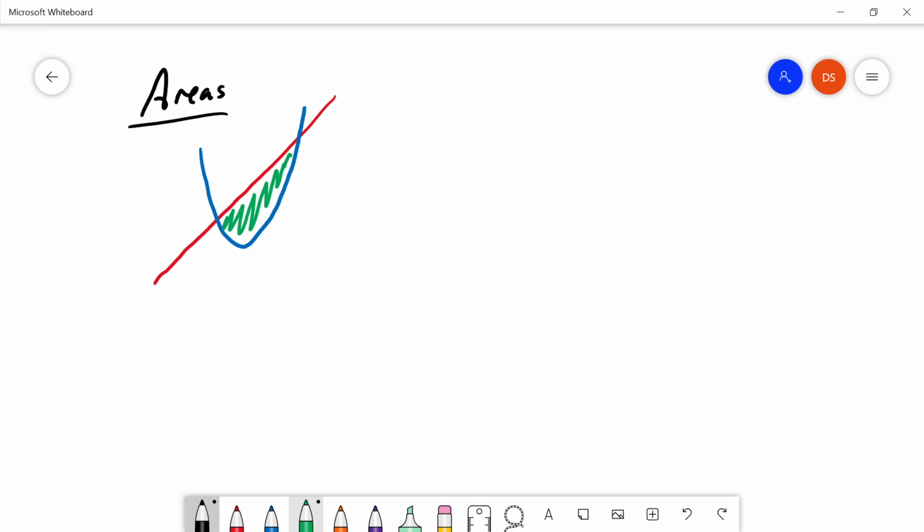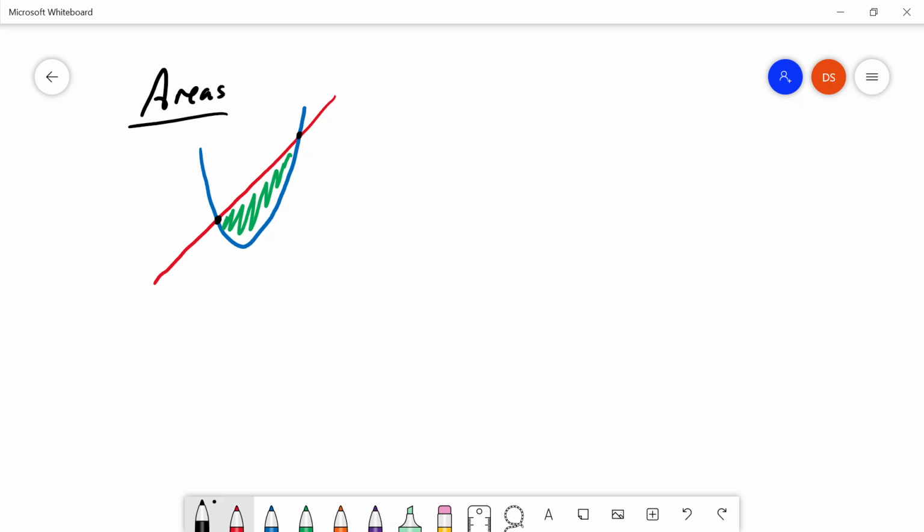the first thing I've got to do is identify this point and this point, which are the intersections of the two curves. And then I've got to identify which function is on top. So let's write this function out.